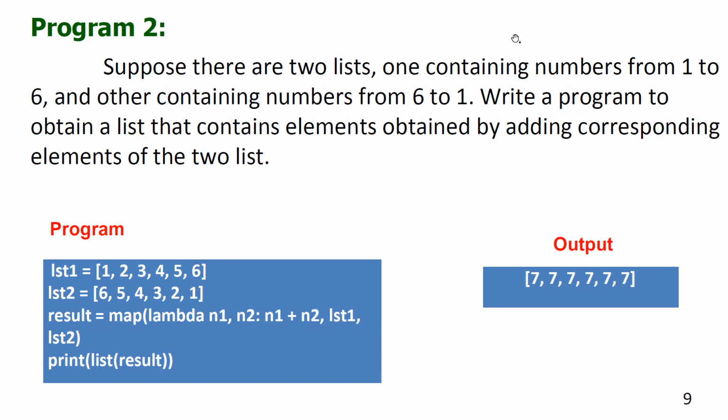So lst1 equal to 1 2 3 4 5 6 and lst2 equal to 6 5 4 3 2 1. Now for the result, we have to calculate these two. We use map with lambda n1, n2 colon n1 plus n2. So what is n1? We are taking n1 from list 1 and n2 from list 2. That's why we have passed two arguments: lst1 and lst2. Print list of result. Simply it will add the values and all the output elements are 7 only. This is the output we will get when we run this program.